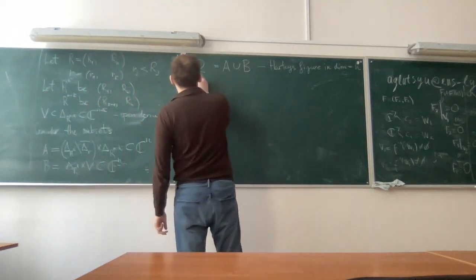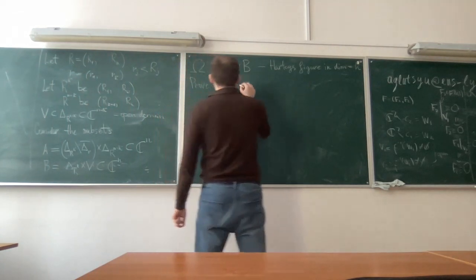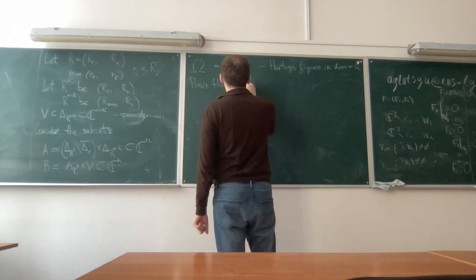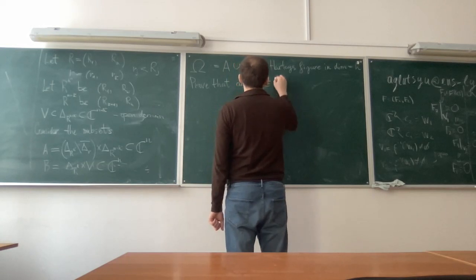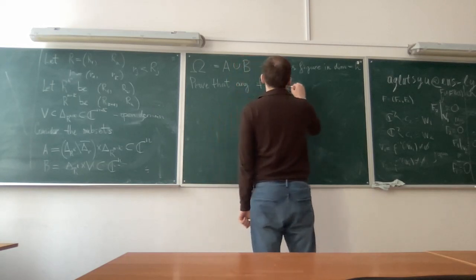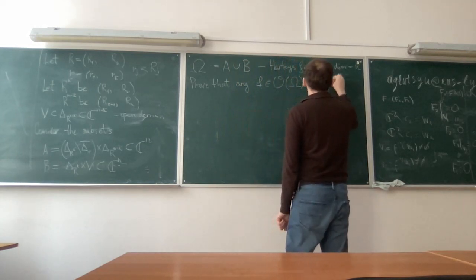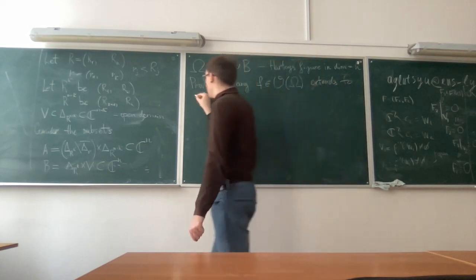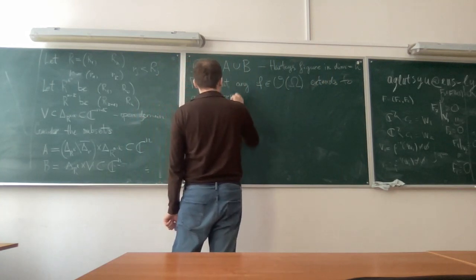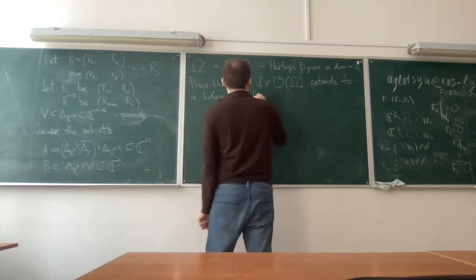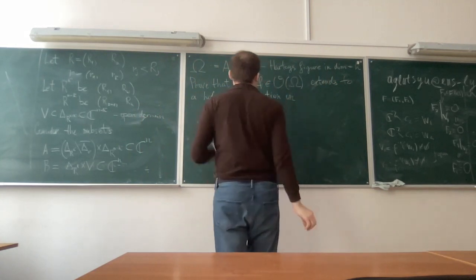So we need to prove that any function which is holomorphic on omega extends to a holomorphic function on the polydisk.